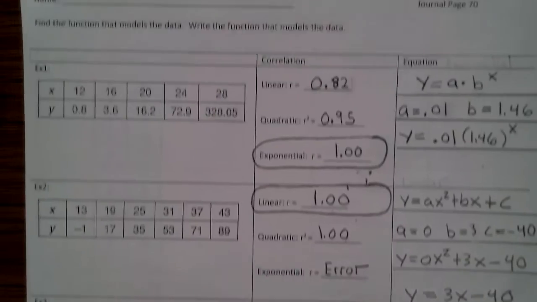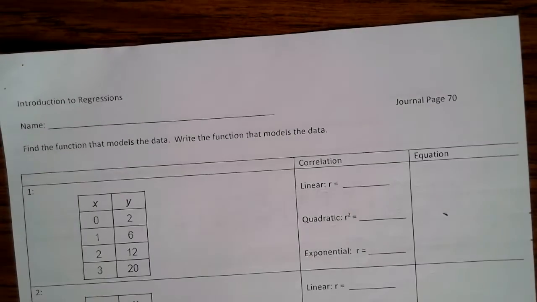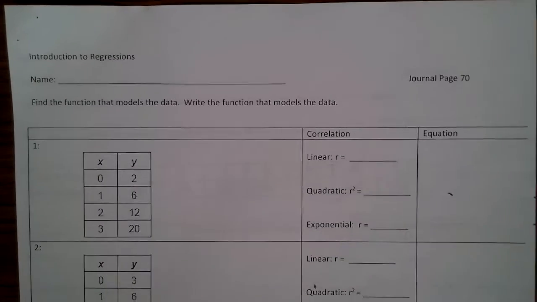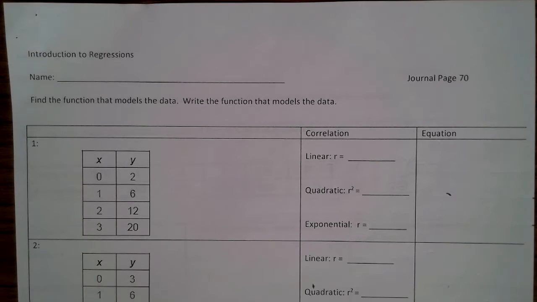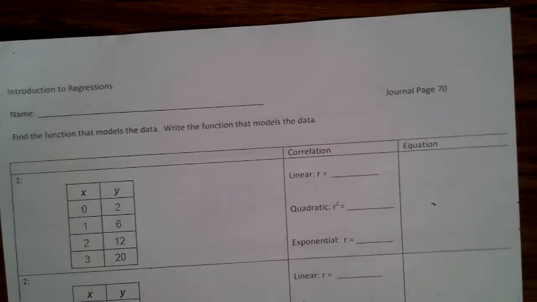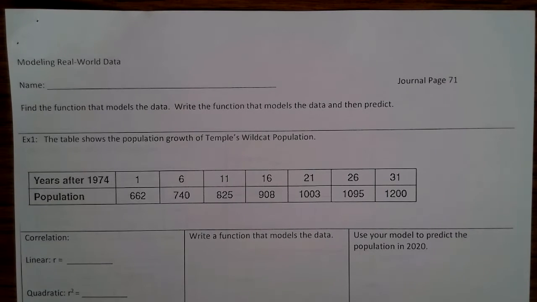Now, what I would like you to do is pause your video, complete Introduction to Regression, and then turn it in. Then unpause, start the video, and complete Modern Real World Data, journal page 71. All right, if you're watching now, I assume you've paused and completed journal page 70's assignment. Now let's start journal page 71.